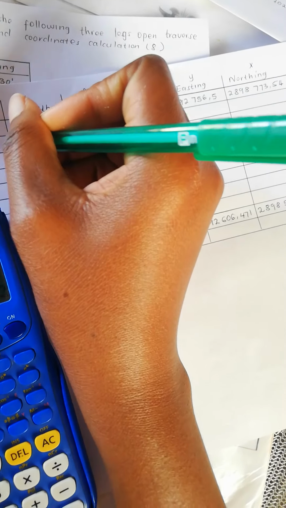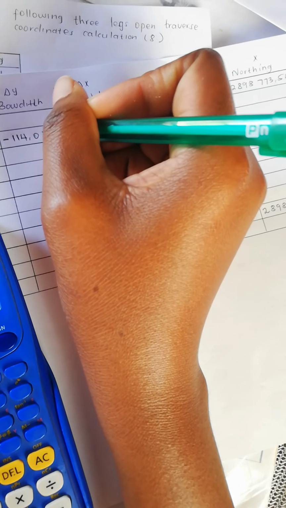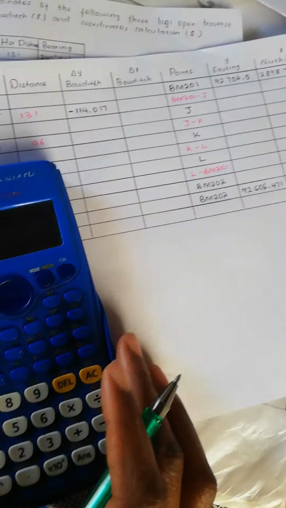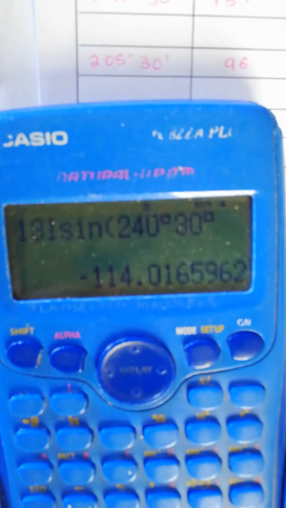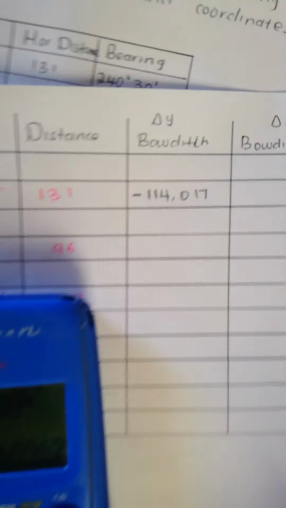It's minus 114.017. Remember, Mr. Ali said you must round off your answers to 3 decimal places always. So I've rounded off to 3 decimal places, as you can see here.